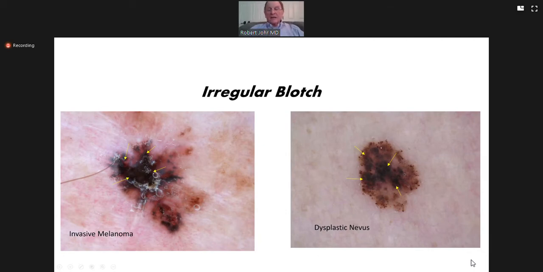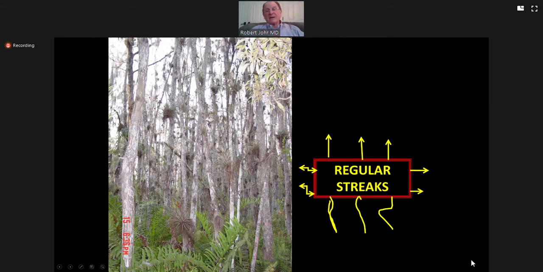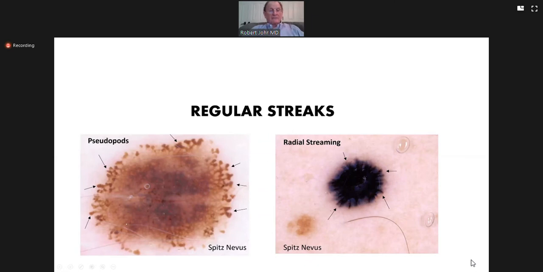The next criteria I want to talk about are streaks, and they're linear projections of pigment at the periphery, and they could be regular or irregular. This is the only criterion where it's not really the shape that determines if it's regular or irregular. It's really their distribution around the lesion. Regular streaks are symmetrically around the lesion. That's how they're defined. And here we have irregular streak-like projections at the periphery. These would be called pseudopods.